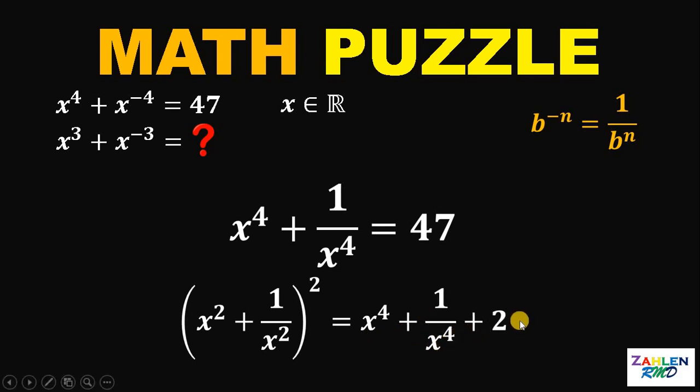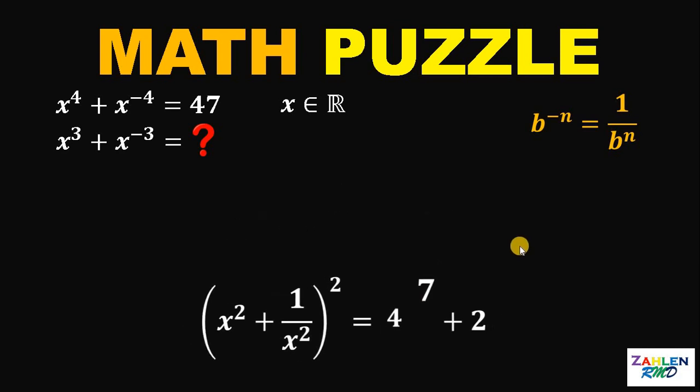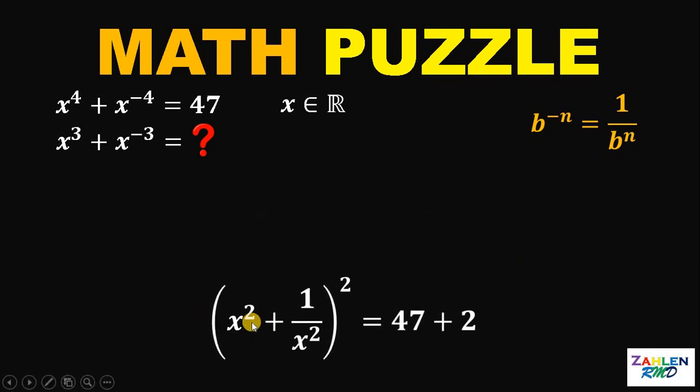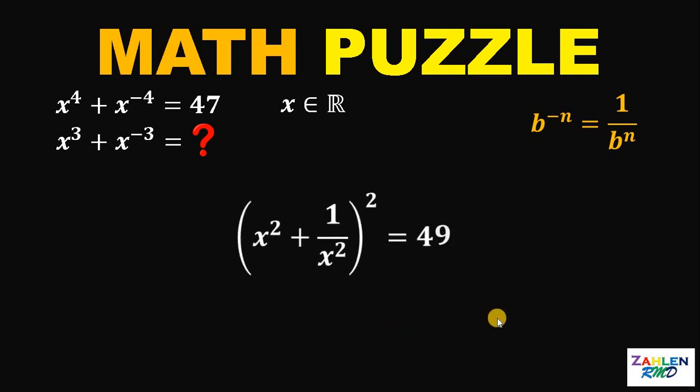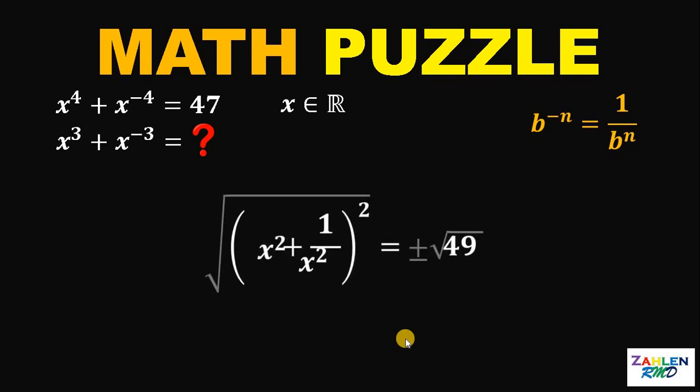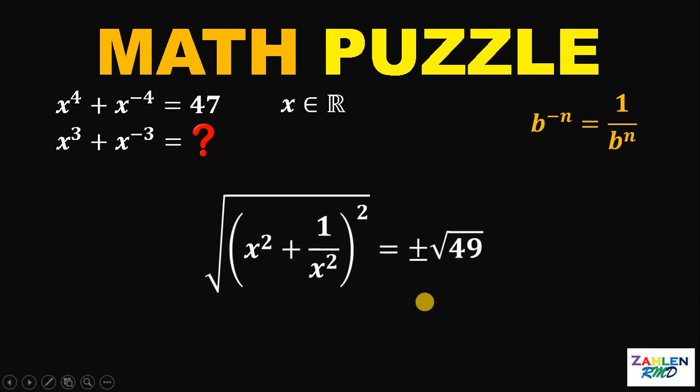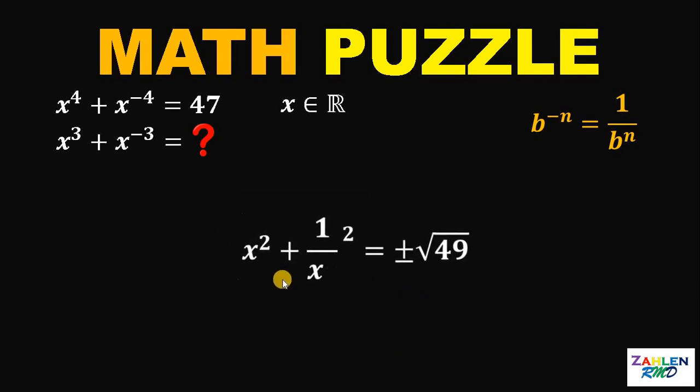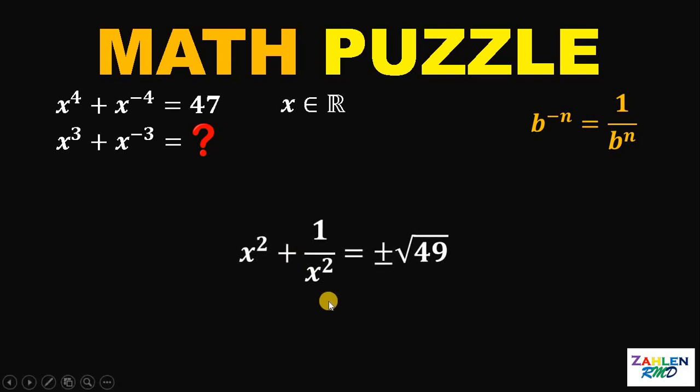Now, take note that we have a value for x raised to the fourth power plus 1 over x raised to the fourth power. This is just 47. Now, we have x squared plus 1 over x squared quantity squared equals 47 plus 2, or just 49. Now, to solve for the value of x squared plus 1 over x squared, let's take the square root on both sides. Now, on the left-hand side, this is just x squared plus 1 over x squared.